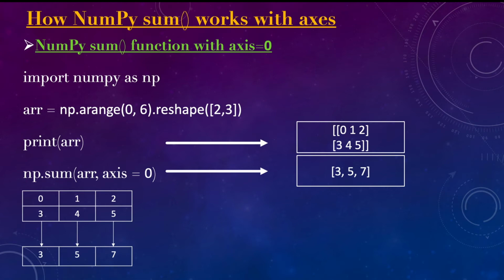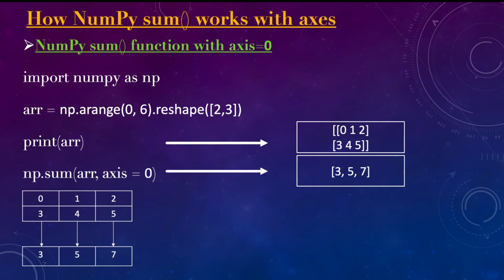Here we are going to use the NumPy sum function with axis equal to 0. First of all, we import NumPy as np. Then we create a simple NumPy array with the arange function, and then we reshape it to create a multidimensional array with 2 rows and 3 columns. When you print this array, you will get a 2D array that contains the values from 0 to 5 in a 2x3 format.